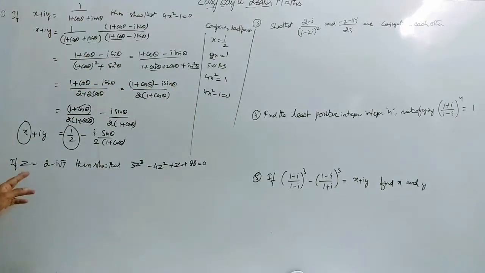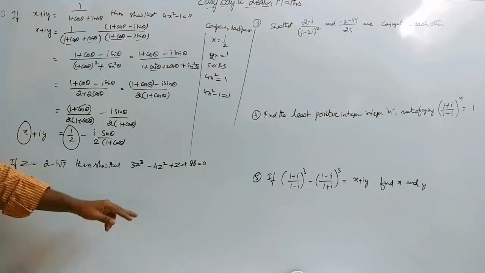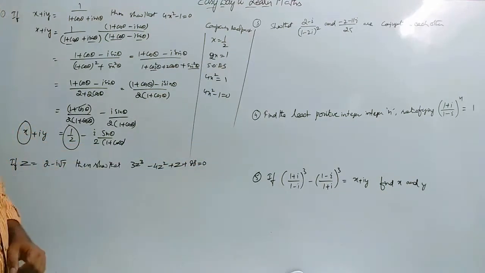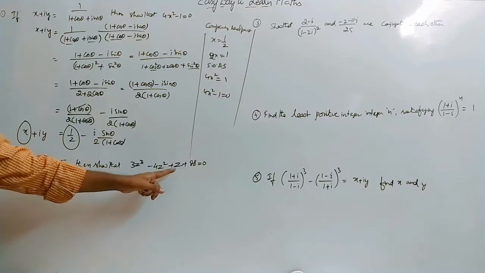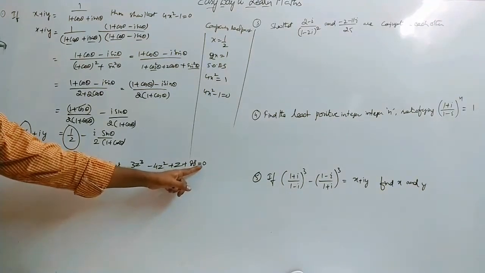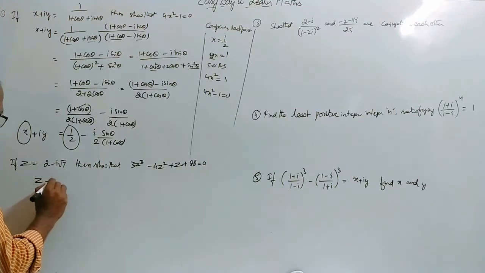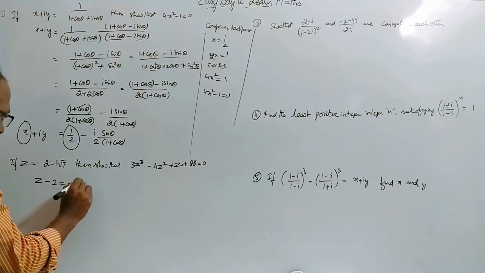Okay. Now, if z equal to 2 minus i root 7, then show that 3z cubed minus 4z square plus z plus 88 is equal to 0. Now let us simplify first of all this one. This problem can be done in two ways. If we substitute the z value in this equation, then it becomes 0, or otherwise here z minus 2 is equal to minus i root 7.